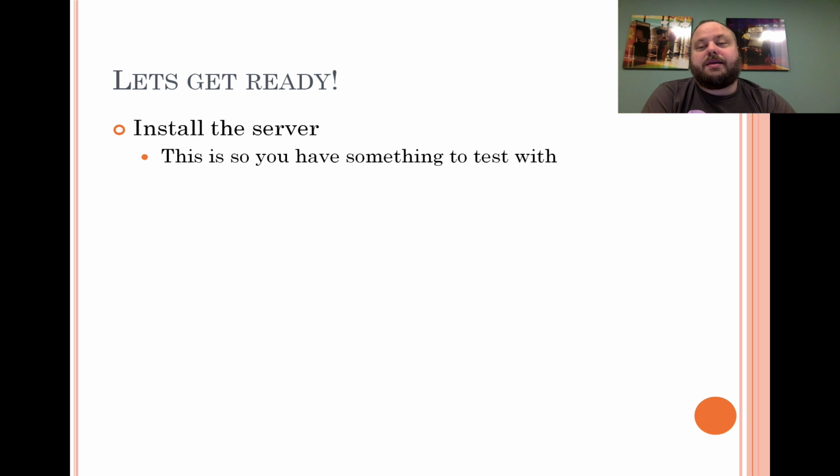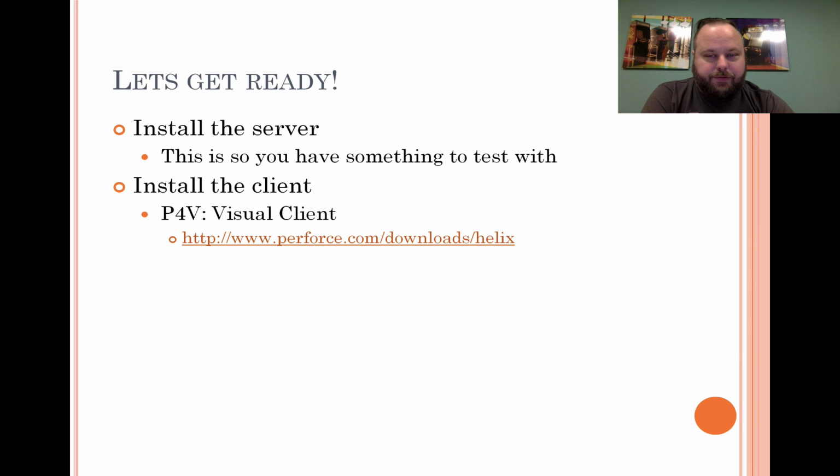All right, so the second thing we're going to do is install the client. And I'm going to show you, you can actually get the client at perforce.com/downloads/helix. So we're going to look at that. It's the P4V visual client. There are command line versions of the client, if you know what command line is, but that's probably more than we need to deal with here. Now, if you want to go learn that, go ahead. If you don't know what command line is, don't worry about it.